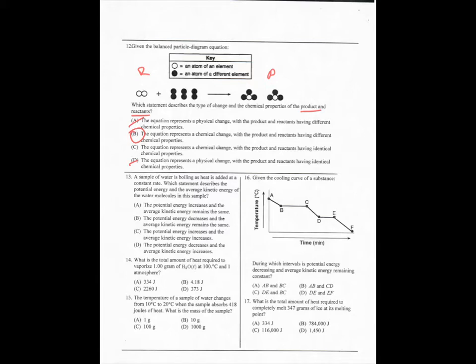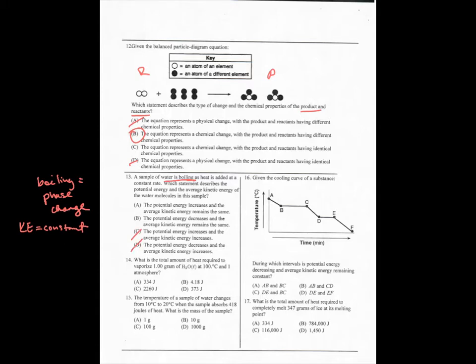All right, number 13. Sample of water is boiling as heat is added at a constant rate. Which statement describes the potential energy and the average kinetic energy of the water molecules in this sample? So key word, water is boiling. Boiling meaning phase change. Okay, when we're undergoing phase changes, that means if you think to our heating and cooling curves, kinetic energy is constant. Temperature is constant. Okay, because the temperature remains the same there. So we can cross off C and D because kinetic energy stays the same.